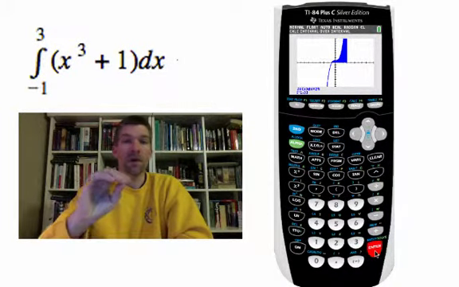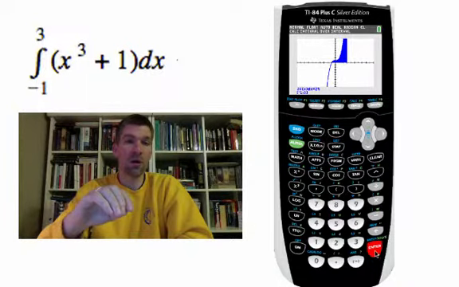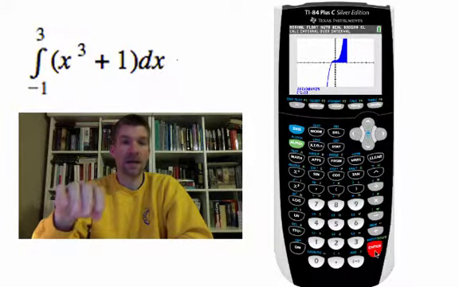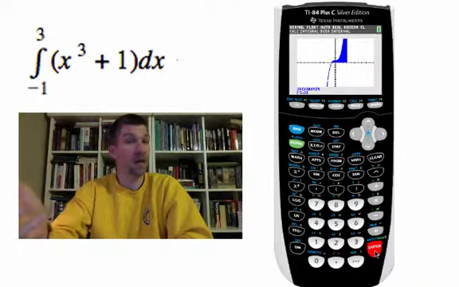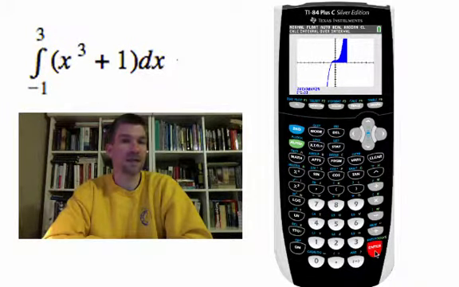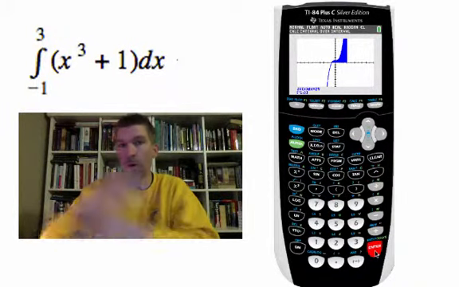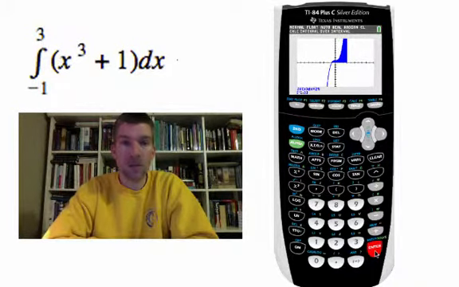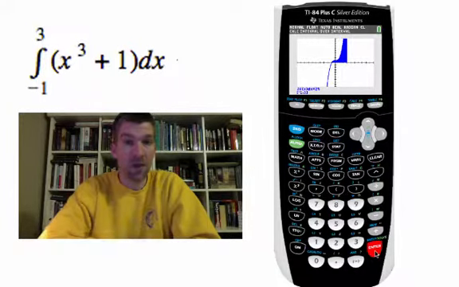Now, you have to be able to see the lower and upper limits on the x-axis on your calculator, or you will get an error. So if you can't see -1, or if you can't see 3, or whatever your limits are for your problem, change your window so that your upper and lower limit are both on that window. And then you can graph it, and here you go. What's the answer? 24.